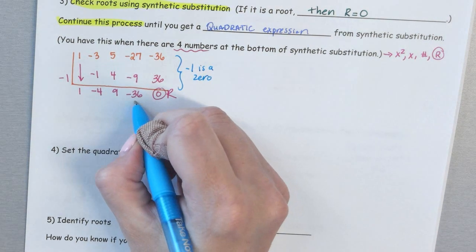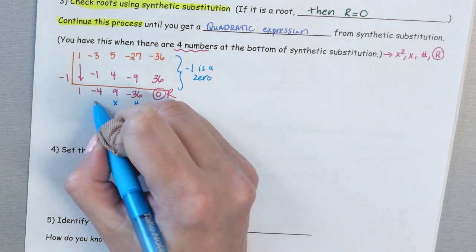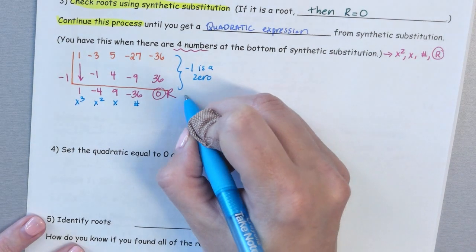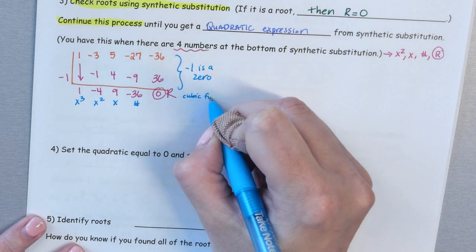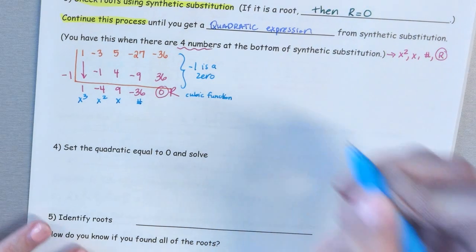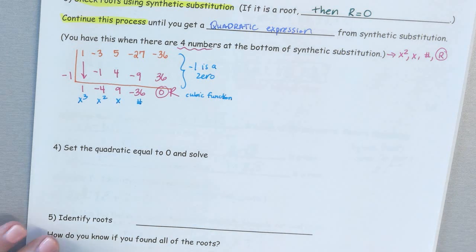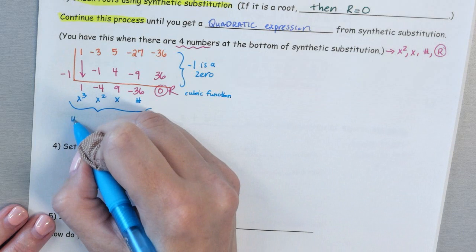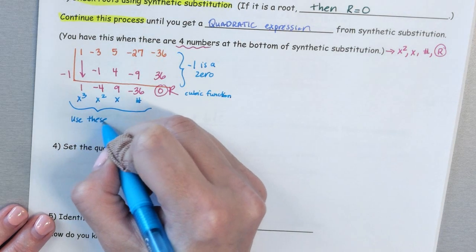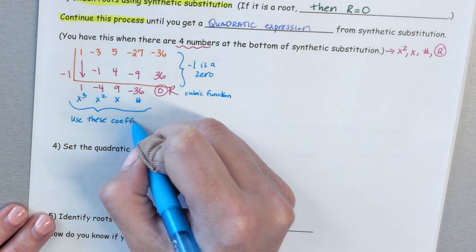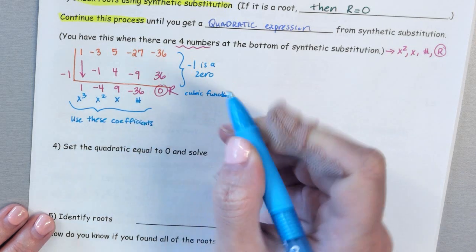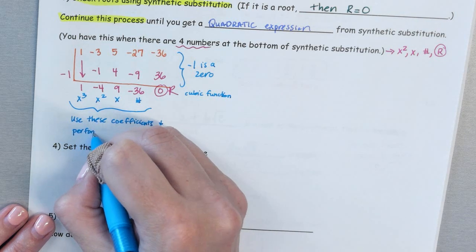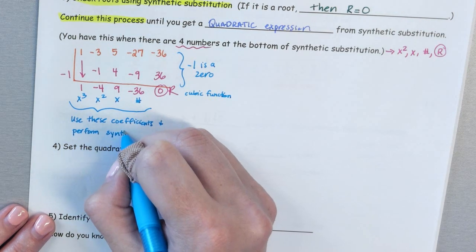If you look at your function that is left, though, this has an x to the 3rd power, so this is a cubic function. I cannot do the quadratic formula with a cubic function. But what I can do is I can use these coefficients and perform synthetic division again.